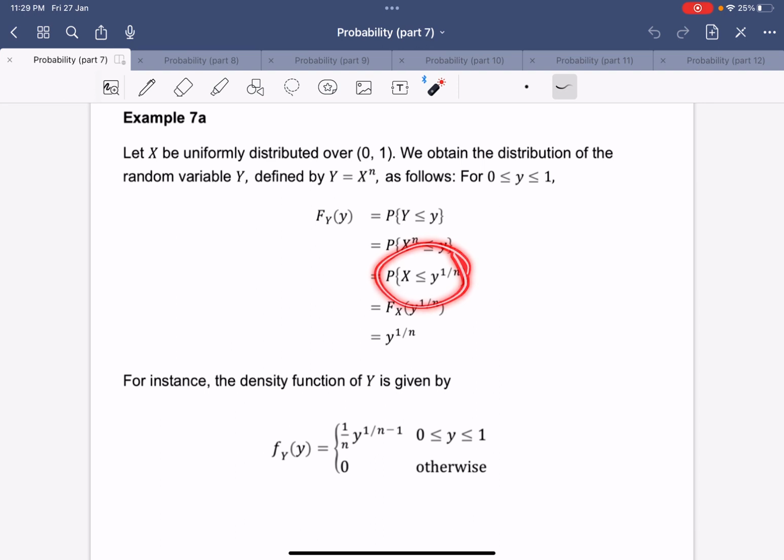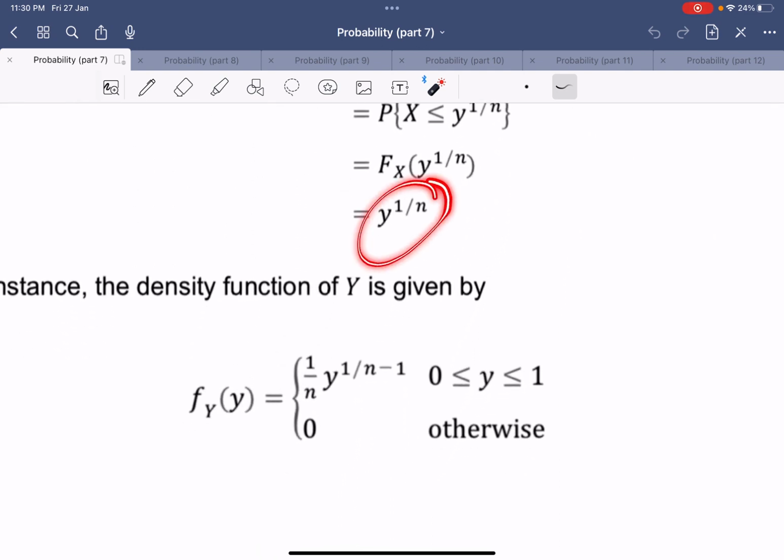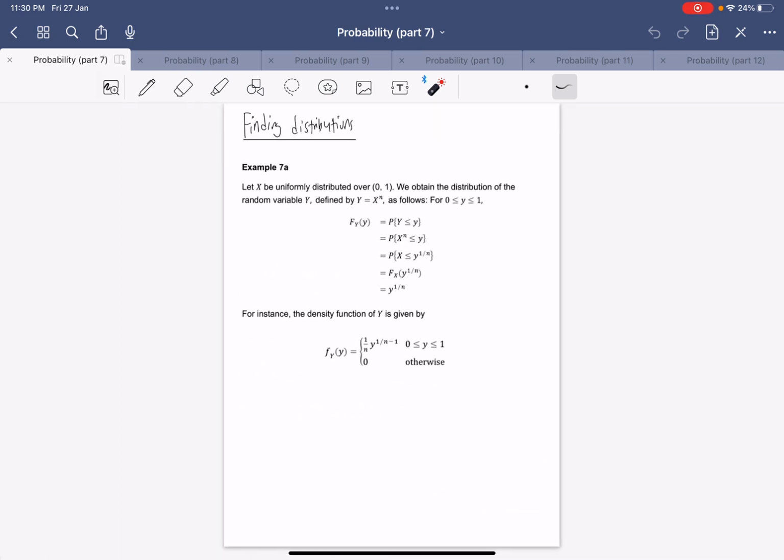So that's the probability of X being less than or equal to y to the power 1 over n. And since X is uniformly distributed from 0 to 1, it's just the length from 0 to y^(1/n), which you can solve easily. And as a result, now you know the CDF, you just need to differentiate it to get the PDF. So you differentiate with respect to y, you bring down the power and then the power minus 1. And so it's really that simple in finding a distribution.